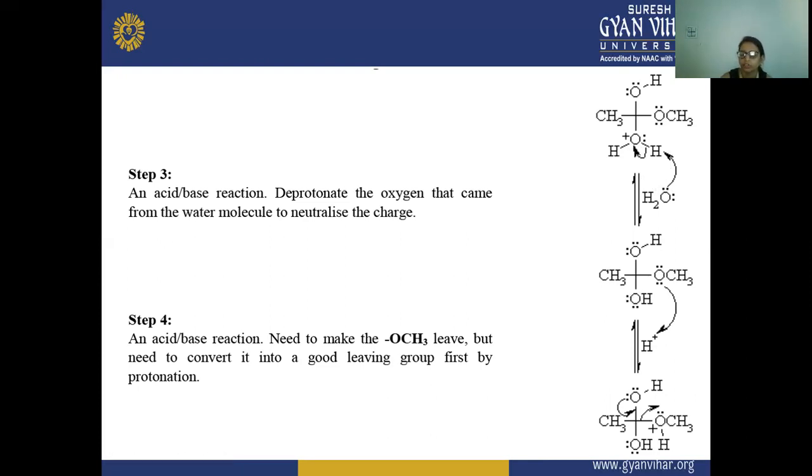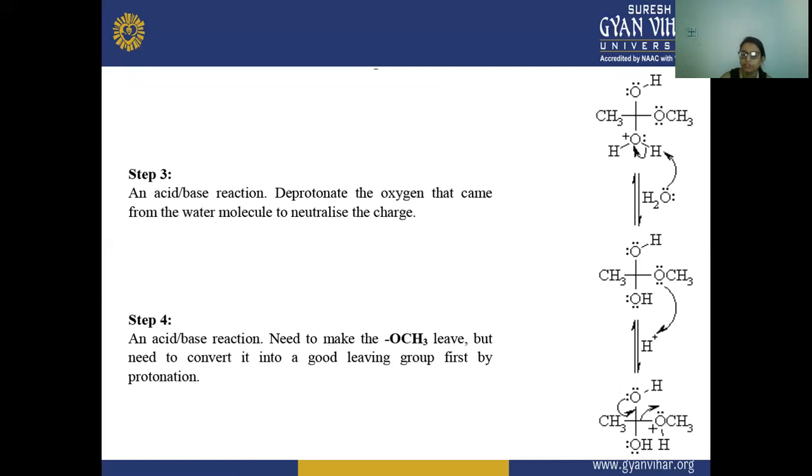Now in the fourth step, you will see an acid-base reaction. We need to make the OCH3 leave, but we need to convert it into a good leaving group first by protonation. Here the H+ ion reacts with this OCH3 and makes it a good leaving group. So this OCH3 has to become a good leaving group. It is attacked by this proton, and there is a protonation.